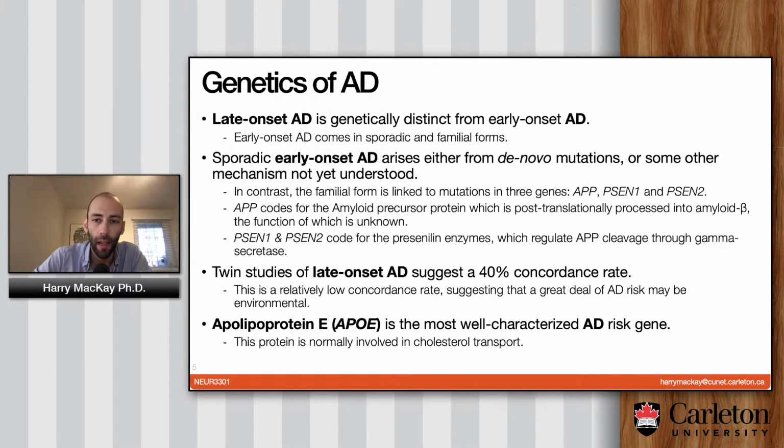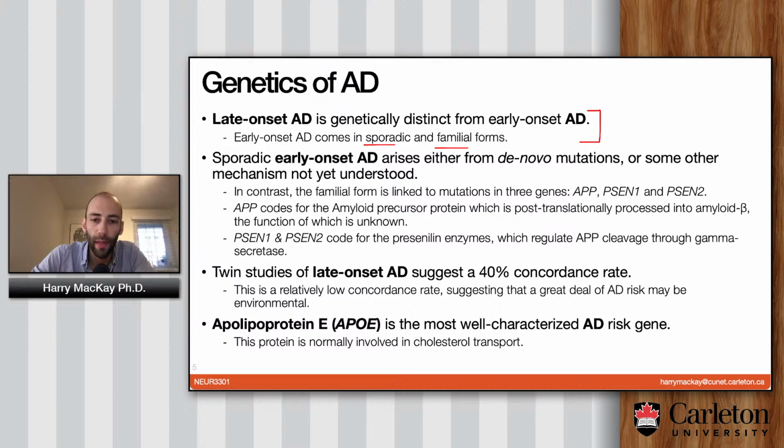Late onset Alzheimer's disease is genetically distinct from early onset. The early onset is actually kind of an interesting case. It comes in sporadic and familial forms. Familial forms meaning ones where you can look at the pedigree and see a pattern of inheritance, and sporadic meaning that it's putatively genetic and comes on early, like the familial form, but there's no family history of it. So you might think it's due to a de novo mutation or something like that.